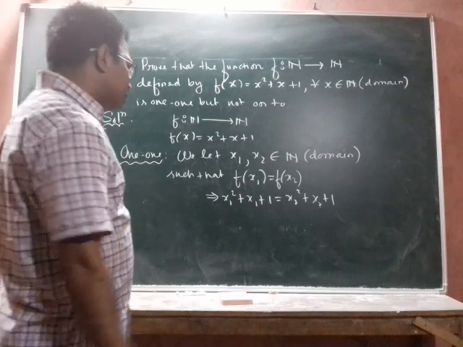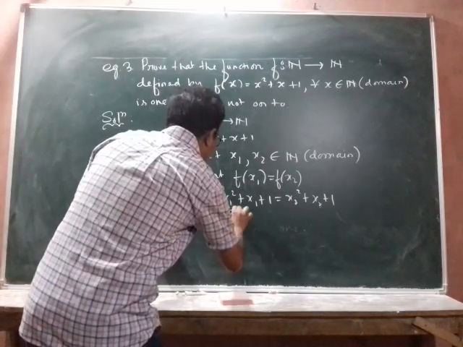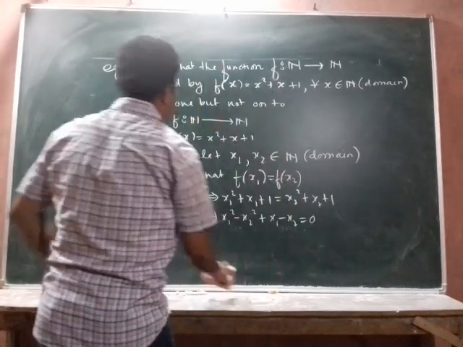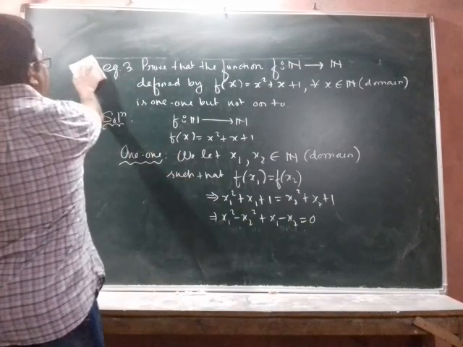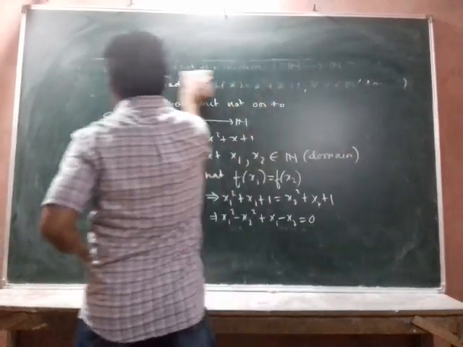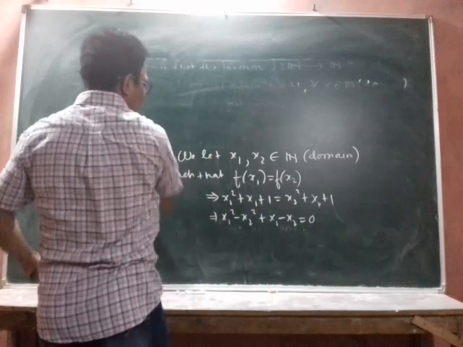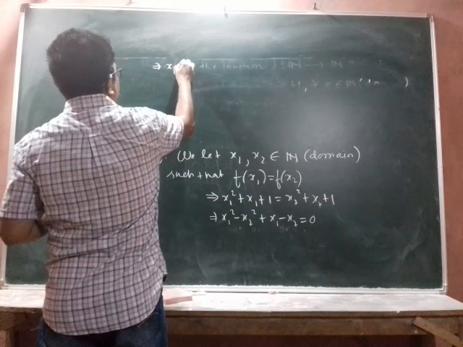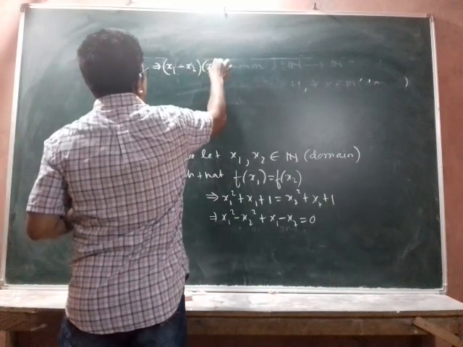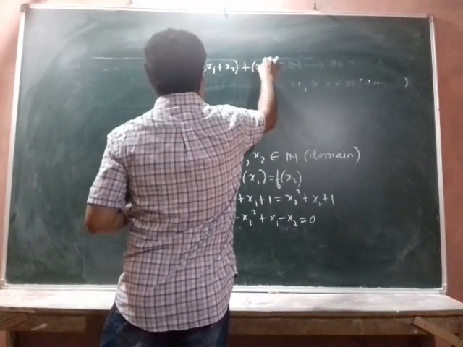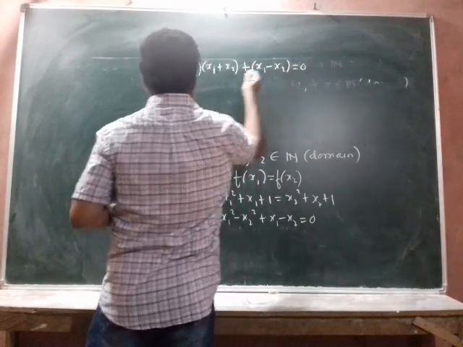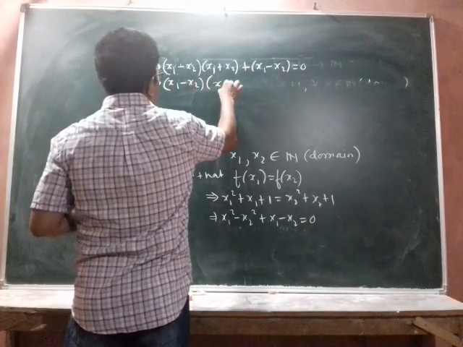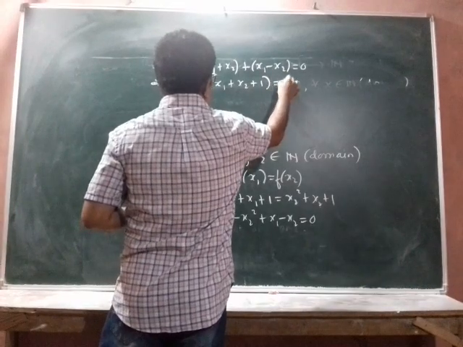1 is getting cancelled on both sides, then we can have x1 square minus x2 square plus x1 minus x2 equal to 0. Now we need to proceed further to get the answer here. This is the identity, so we can write it as x1 minus x2 multiplied by x1 plus x2, plus x1 minus x2, that is equal to 0. We can see that x1 minus x2 is a common part, so we take it common, so we get x1 plus x2 plus 1 equal to 0.